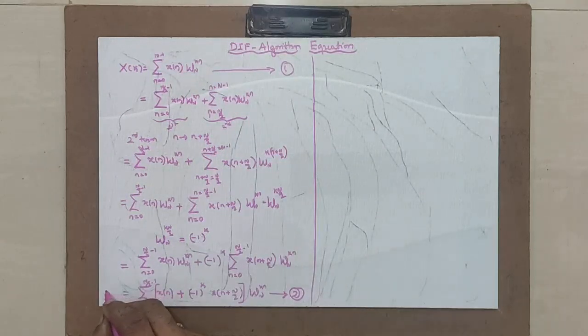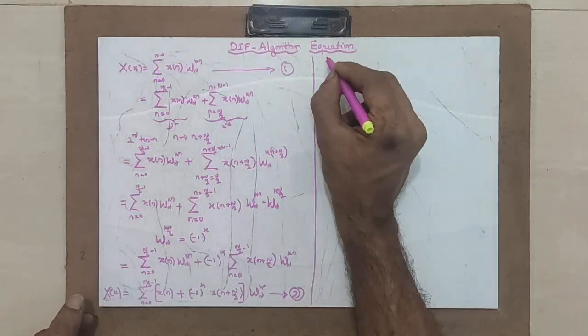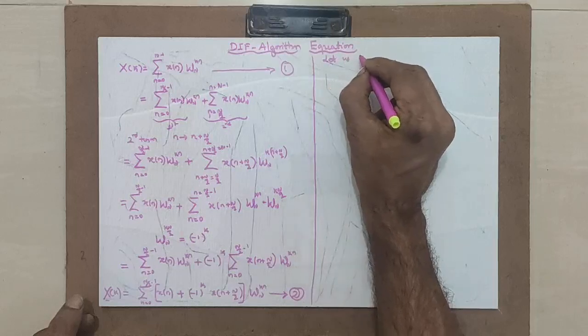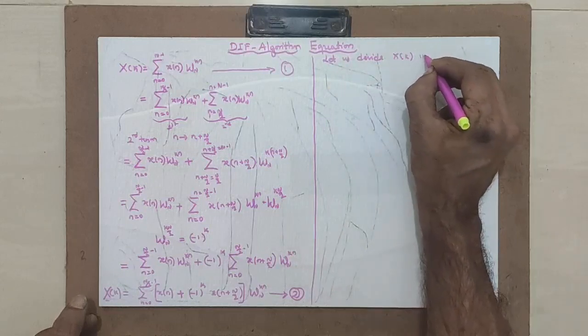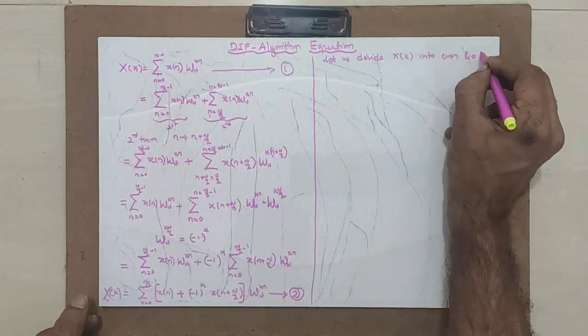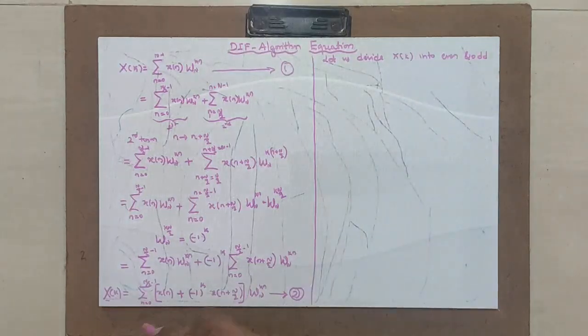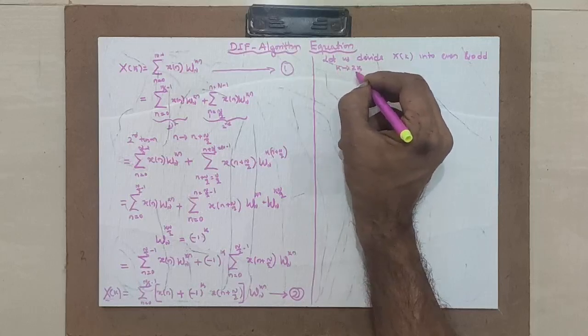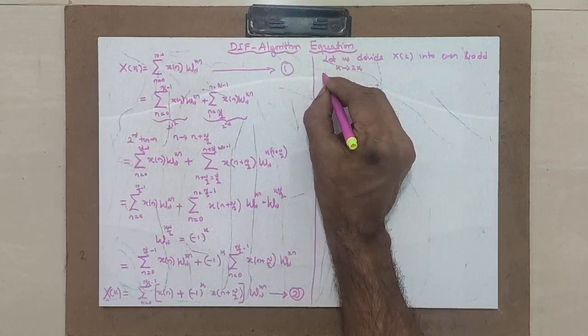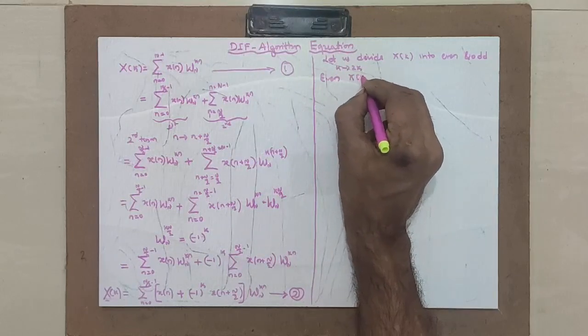This is the equation which I have derived for X of k. Nothing special with this equation, but what I will do is divide k into even and odd points. Let us divide X of k into even and odd. When k becomes even, when you are replacing it with 2k, it becomes even. Hence I take the even values of X of k.